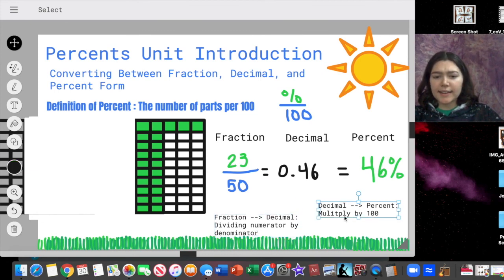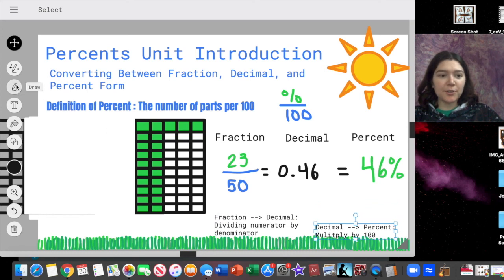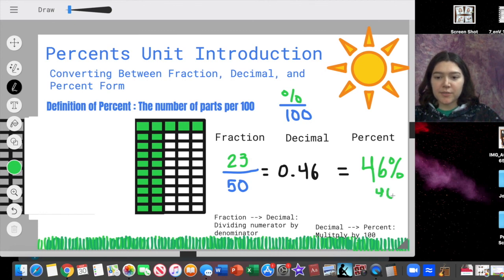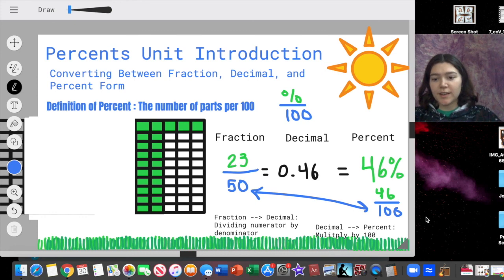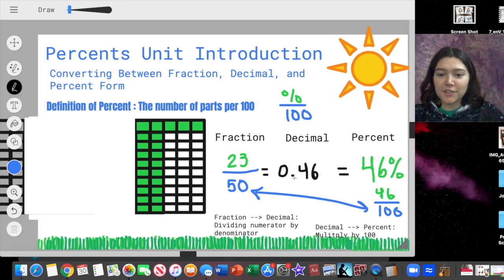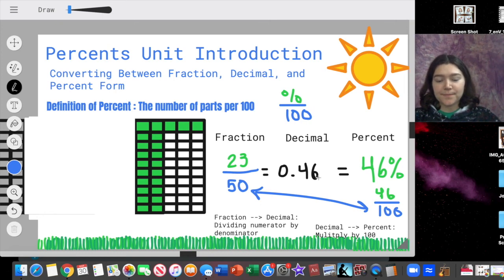All right, and then again, we could go straight from that fraction to a percent by using that percent proportion. 46%, that's 46 divided by 100. So that's why it's 46%. Those are equivalent ratios. And then 46 hundredths is 46 hundredths, 0.46. All right, so those are important rules to know if you don't know.